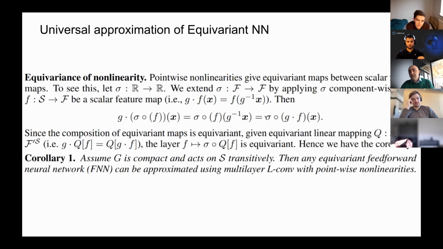And the other theorem in Kondor and Trivedi was that if you have pointwise nonlinearities, they are also equivariant. And because our layer is just an expansion of the same equivariant layer that they had, their theorem, which was saying that any feed-forward neural network that is equivariant has to be implementing group convolution and some pointwise nonlinearity, becomes a corollary to our theorem: every feed-forward equivariant neural network can be approximated using a multi-layer L-Conv with pointwise nonlinearities.